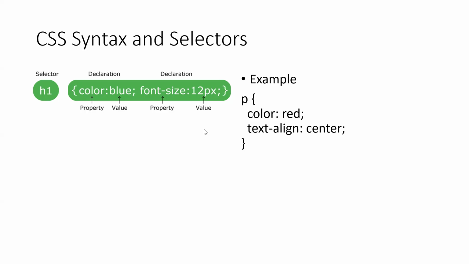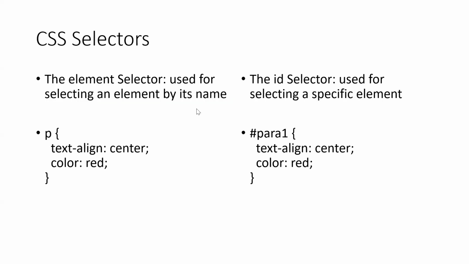The next thing you can see is that under the selectors, we use different selectors. For example, in this particular case, we select a particular element, in this case paragraph, by its name, right? So this is called an element selector. And what we are doing here is, for the paragraph, we are going to align everything to the center with the color red.